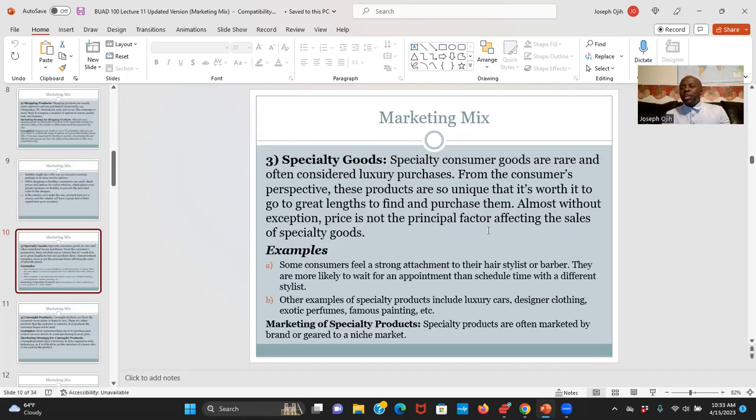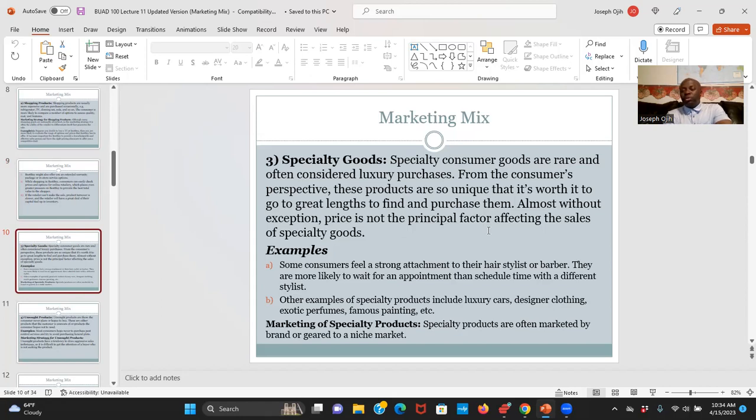Now, which brings us to specialty goods. We call them specialty goods because they are usually rare and considered to be luxury goods, and they're expensive too. But the expense is not really what people are looking for when they want to buy specialty goods.